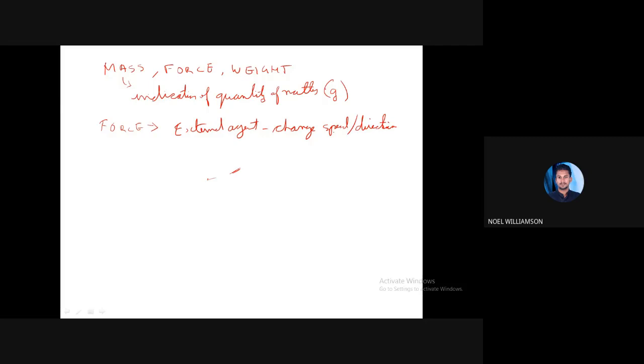ഇപ്പോൾ ഒരു ബോഡിക്ക് ഒരു പർട്ടിക്കുലർ സ്പീഡ് ഉണ്ടായിരുന്നു, അപ്പൊ അതിന്റെ സ്പീഡിനെ എന്തോ ഒരു സാധനം എക്സ്റ്റേണലി കൊടുക്കുമ്പോൾ അതിന്റെ സ്പീഡ് ചേഞ്ച് ചെയ്യുന്നു. അല്ലെങ്കിൽ ഒരു പർട്ടിക്കുലർ ഡയറക്ഷനിൽ മൂവ് ചെയ്തുകൊണ്ടിരിക്കുന്ന ഒബ്ജക്റ്റ് പെട്ടെന്ന് ഡയറക്ഷൻ ചേഞ്ച് ചെയ്യുന്നു. അത് ചേഞ്ച് ചെയ്യാൻ എക്സ്റ്റേണൽ ആയിട്ട് കൊടുത്ത എക്സ്റ്റേണൽ ഏജന്റ്, that is the force. അതാണ് സിമ്പിൾ ഡെഫിനിഷൻ. ഇനി ഈ ഫോഴ്സിന് there are many effects.